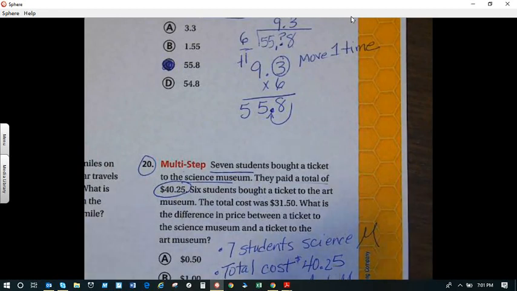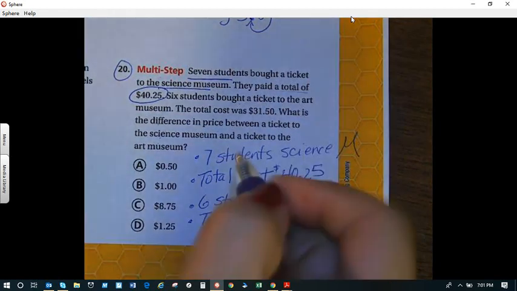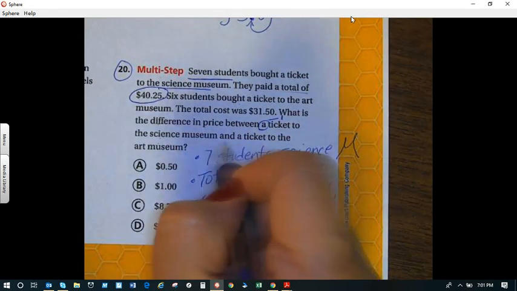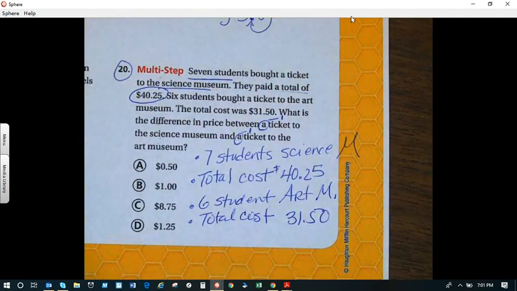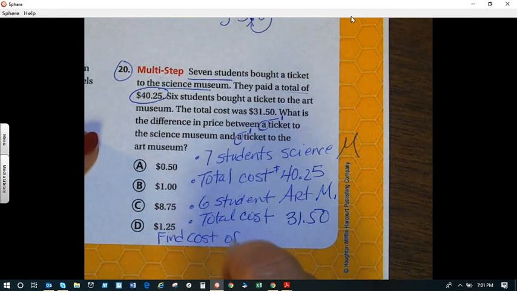Okay, so now let's go ahead and subtract this. What is the difference in price between a ticket to the Science Museum and a ticket to the Art Museum? Okay, so I'm so sorry. All right, so there's something that we need to do. What do we not know? We're telling total. What's the difference between a ticket? So a ticket means one ticket to the Science Museum, and a ticket, which is one ticket to the Art Museum. So what I don't know, I need to find the cost of each ticket.